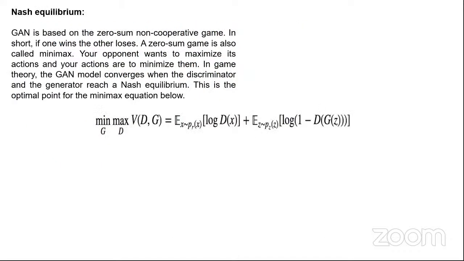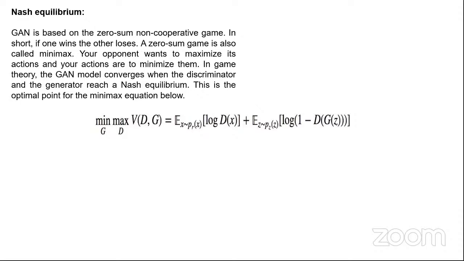GAN is based on a zero-sum non-cooperative game. Non-cooperative means competitive. If one wins, the other loses. That means between the discriminator and the generator, if the generator generates beautiful images, then the discriminator should not be able to tell them apart from the real images. So the discriminator has to lose. It should be defeated. It cannot so happen that both of them win the game. Your opponent wants to maximize its actions and your actions are to minimize them.